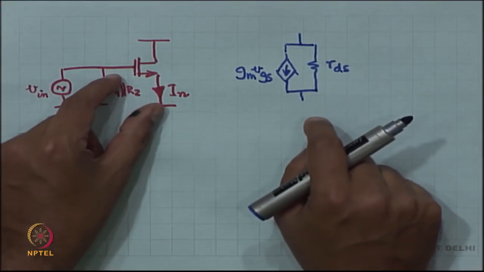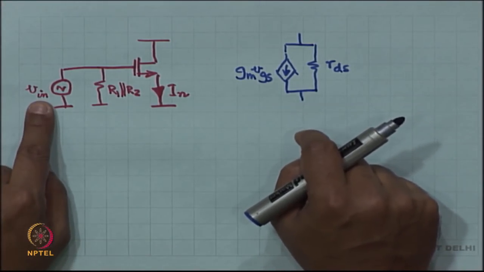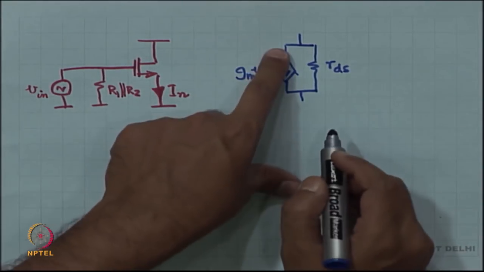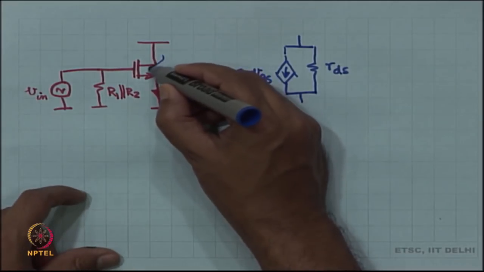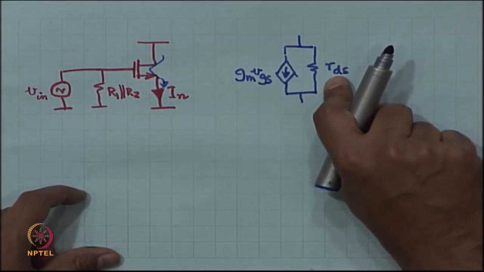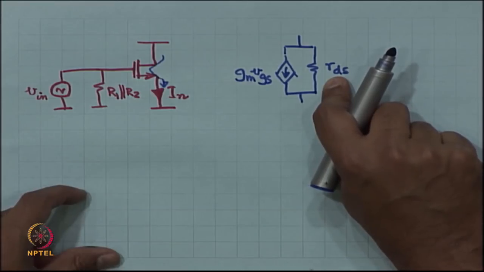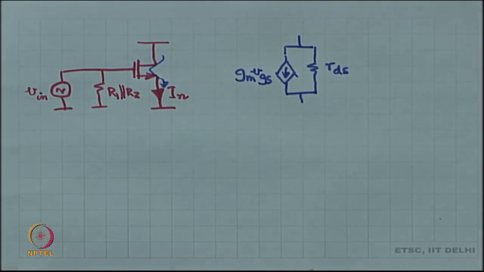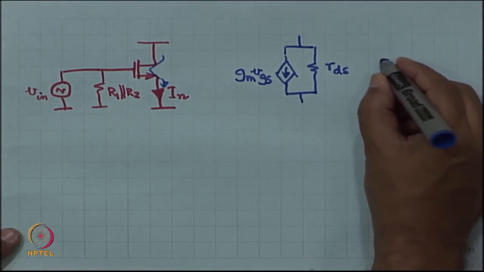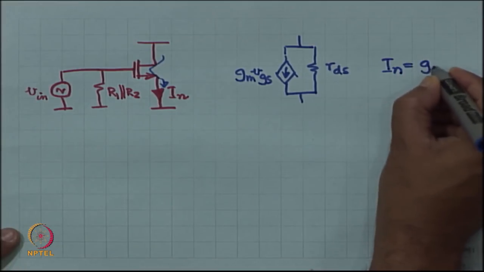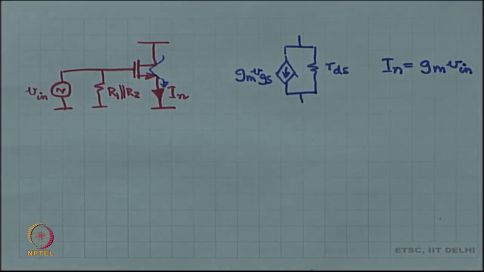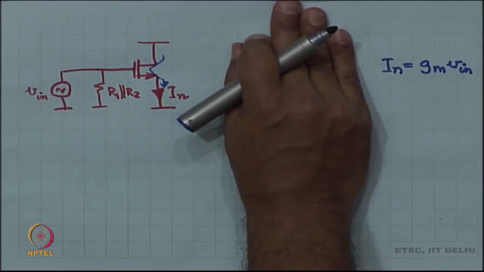There is a GM VGS and then there is an RDS. And what is VGS? VGS is V in, right, it is appearing across gate and source. So, GM times V in is the current that is flowing over here, and RDS is not really going to carry any current at all, because both sides of RDS are at 0 volts. So, IN is nothing but GM times V in, and you are done, right.